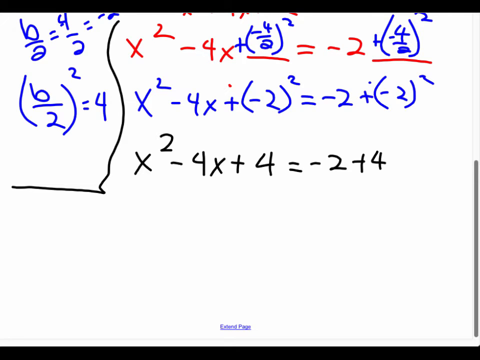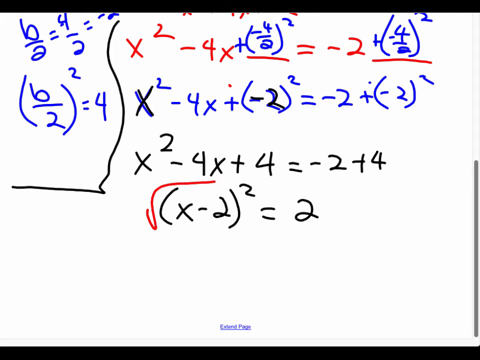Now this will factor into x minus 2. In other words, this is x minus 2 squared. Then over here on the other side, I've got a positive 2. Now, don't get scared. You're going to get x minus 2 is equal to plus or minus the square root of 2.